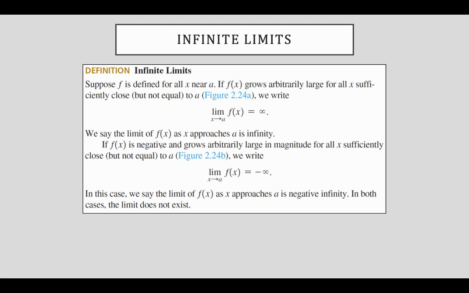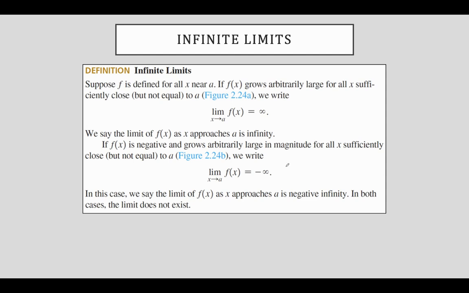Similarly, if f of x is negative and grows arbitrarily large in magnitude for all x sufficiently close but not equal to a, we write the limit of f of x as x approaches a equals negative infinity. This is saying if our y values are becoming smaller and smaller, right? Our graph is going down, down, down. We're getting larger in magnitude for negative y values. As x gets closer and closer to a, our y values are approaching negative infinity. Therefore, we write the limit of f of x as x approaches a is equal to negative infinity.